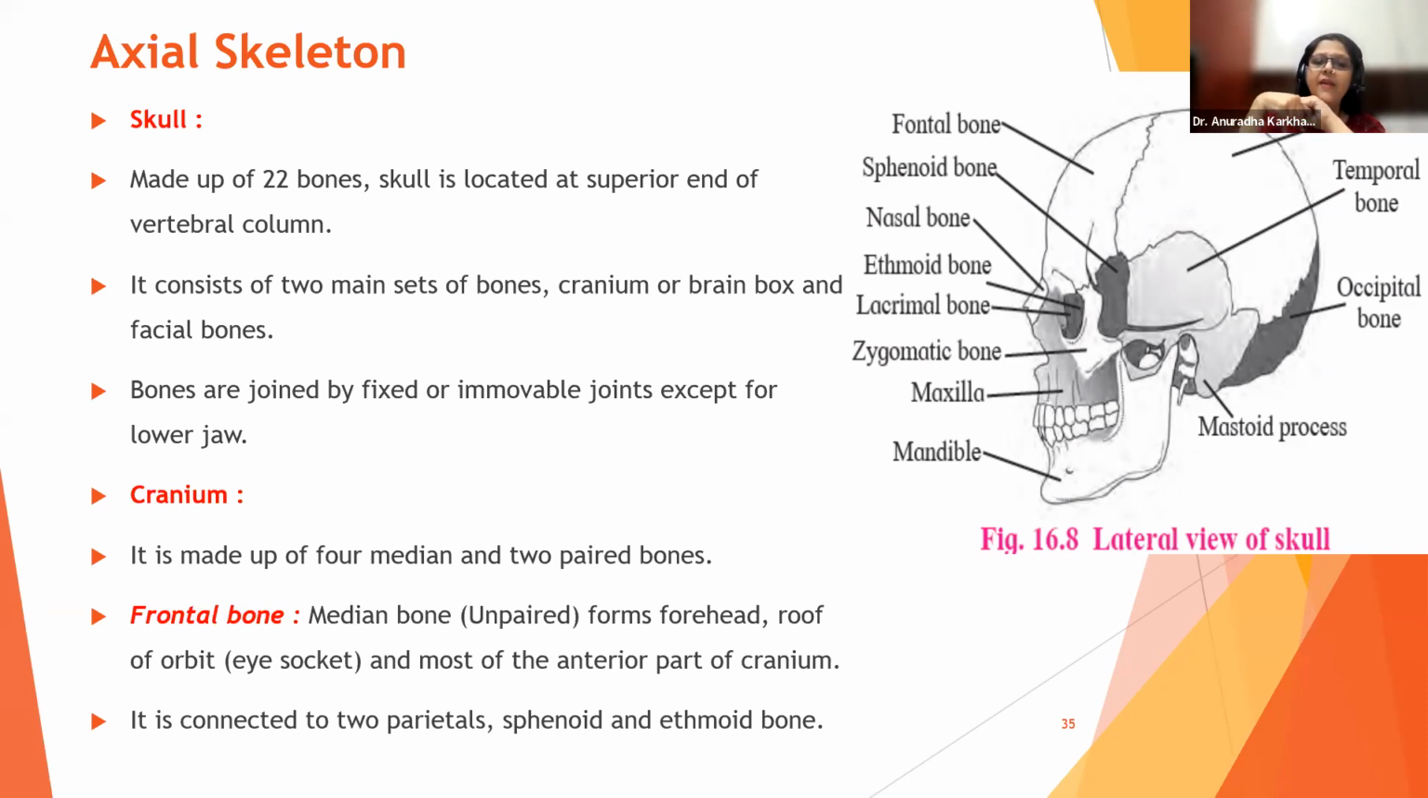Bones are joined by fixed or immovable joints except for the lower jaw bone. Only this jaw bone can be moved. Otherwise, the rest of the bones are fixed. They cannot be moved. You cannot move any of your skull bones except this part, the one which can actually move up and down.